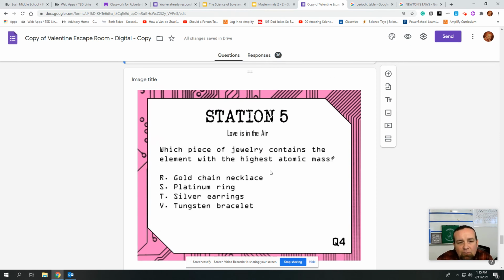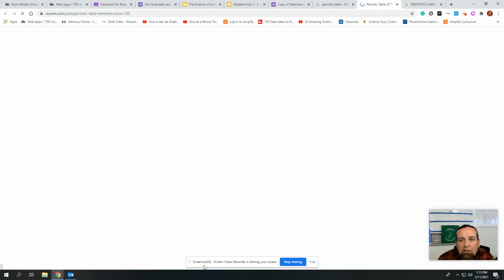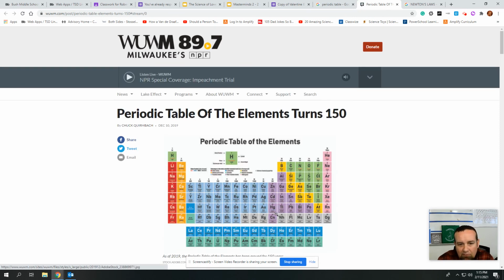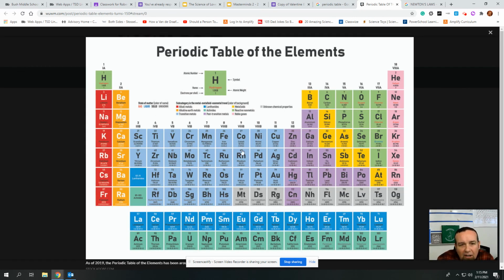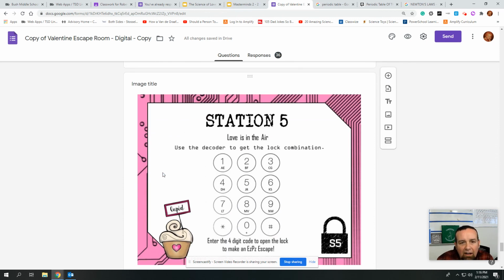Station 5, which piece of jewelry contains the element with the highest atomic mass? Again, go over to that periodic table, and you might have to make it a little bigger so you can actually see it a little bit more. There we go. And we can see the atomic mass here, and then we find those 4 elements, and we figure out which one contains the most mass. So we go back over here, and we look at tungsten, silver, platinum, and gold. Guess what? We find gold has the highest atomic mass. And that was question 4.